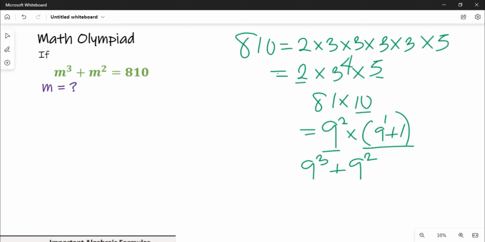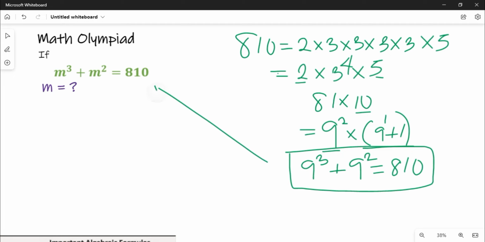It is mathematical, so we can proceed with that. This will be equal to 810. So that means 9 cubed plus 9 squared gives us 810. So we're going to replace that in this equation. Now, if we replace that, we are going to have m cubed plus m squared equal to 9 cubed plus 9 squared.